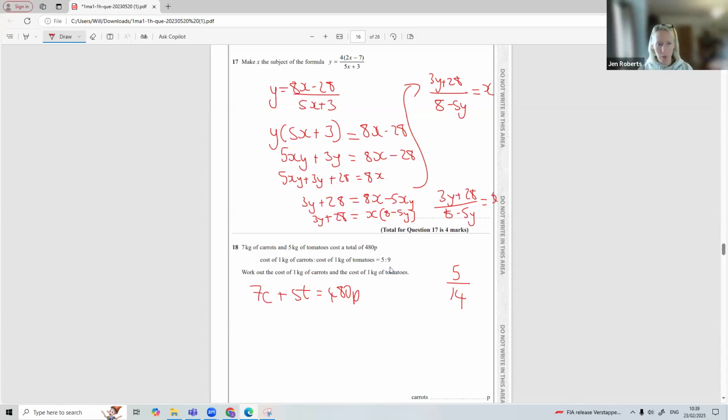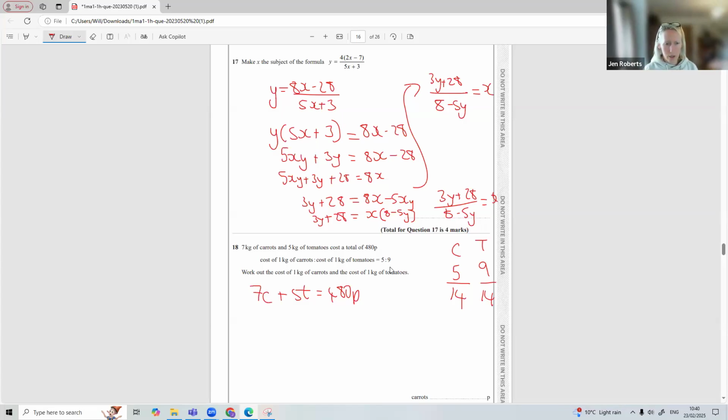We know that the proportion, it's quite a tricky question this, the cost of 1 kilogram of carrots to the cost of 1 kilogram of tomatoes is in the proportion 5/14 to 9/14. Because in total, if you've got 5 kilograms of carrots and 9 of tomatoes, you've got 5 out of the total of 14. You've got 5/14 carrots. Hopefully that makes sense. 9/14 tomatoes. Now, I've got it as a proportion here.